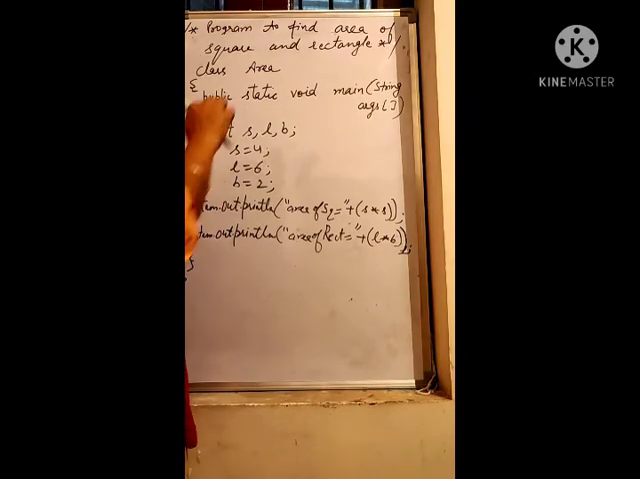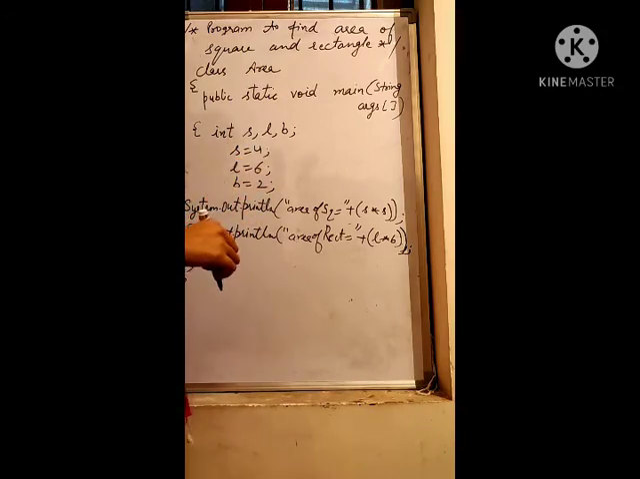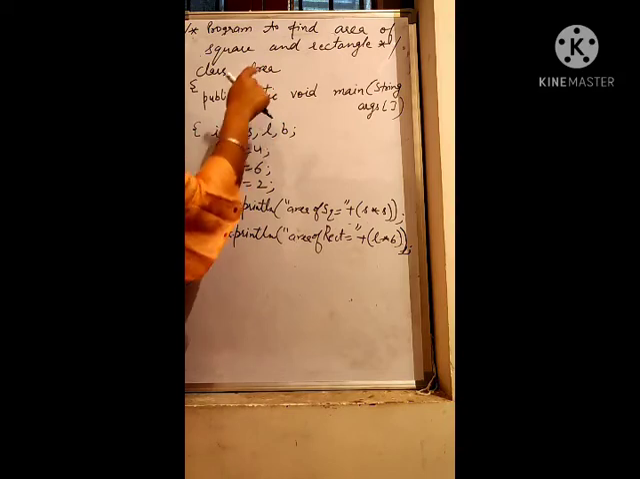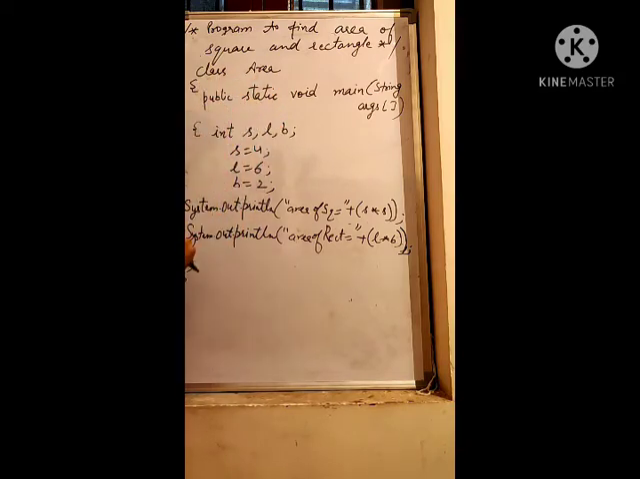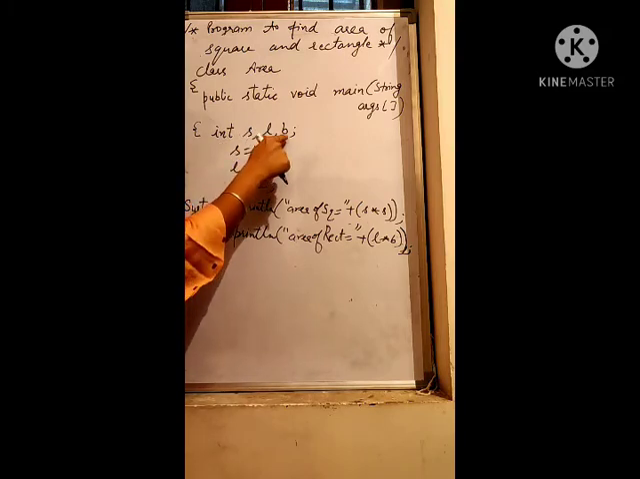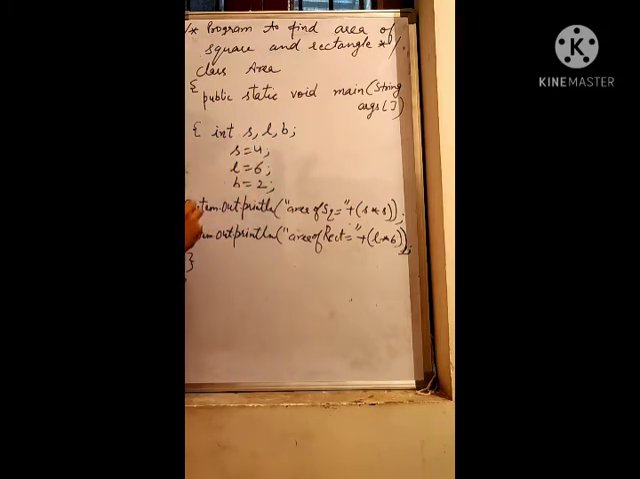I am going to start the program that we use to calculate the area of square and rectangle. So I am declaring here the class area, and in this class I am declaring the main method. In the main method I am taking three variables s, l, b of integer type. s is for side of the square, l is for length of the rectangle, and b is for breadth of the rectangle. And I am giving the value to side. Side is 4 cm, length is 6 cm and breadth is 2 cm.